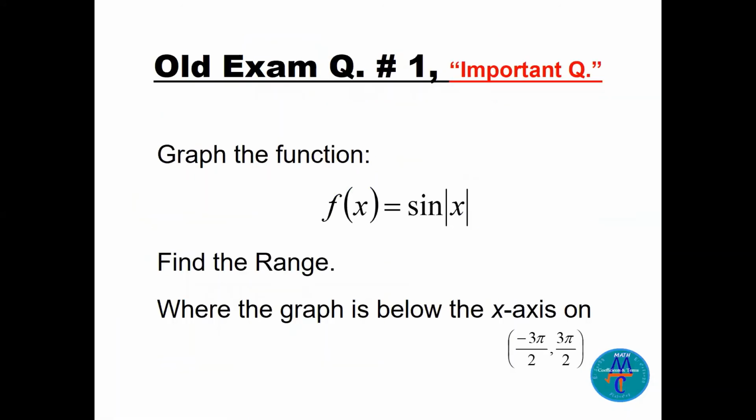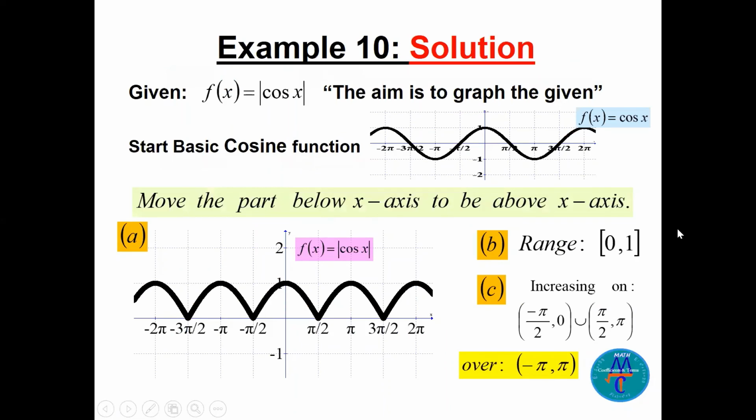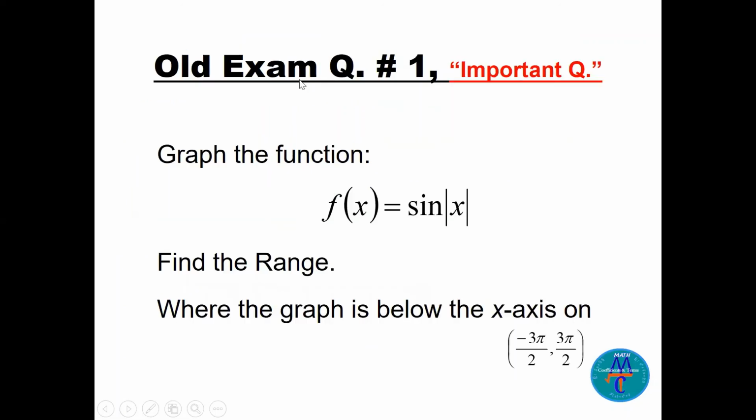Now, I will leave some questions for you to practice. This is a really nice one. See, this is a sine. These questions, all the exam questions to practice, are for lectures 15 and 16. Some of them are for the sine function, some for the cosine function. And here we have to graph sine of absolute value of x. See, it's different from absolute value of the cosine, because there the absolute value is on the whole function, and this is absolute value only on the x. Find the range where the graph is below the x-axis on this interval.